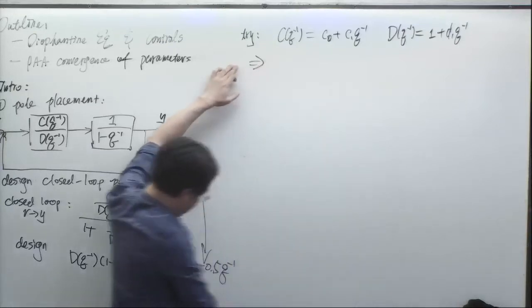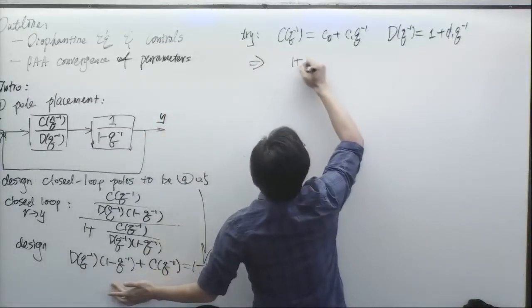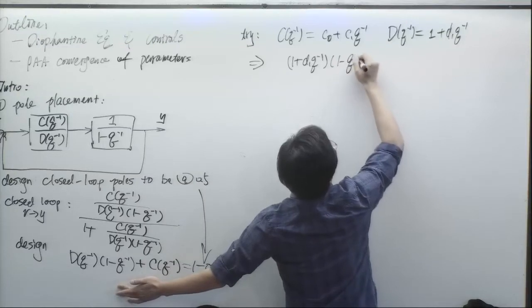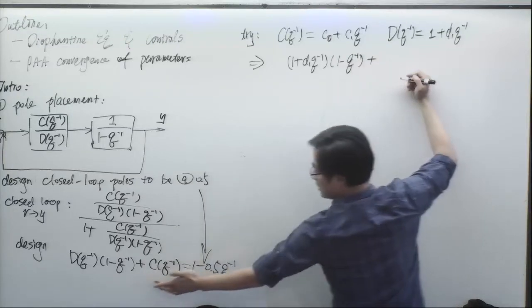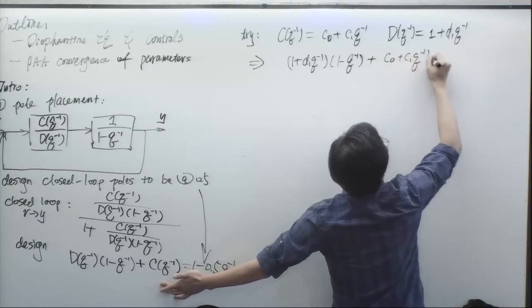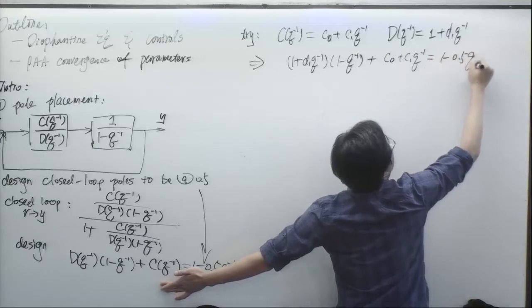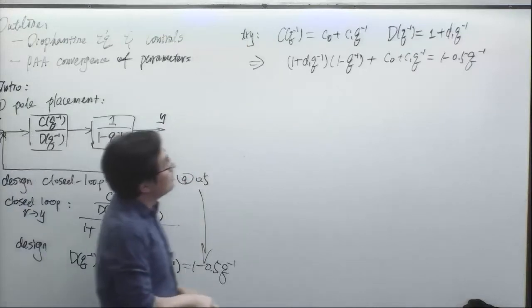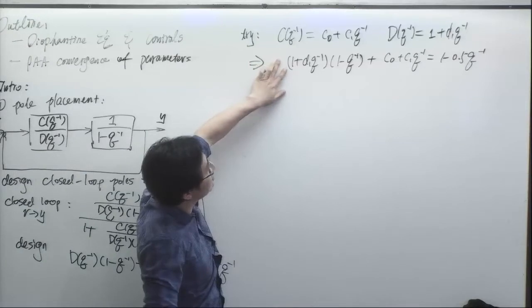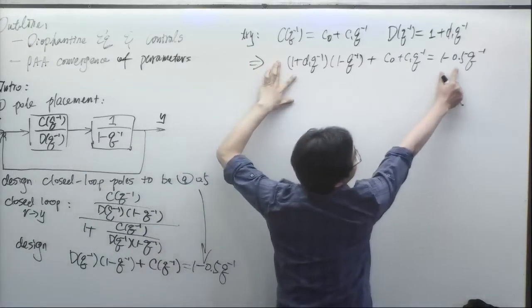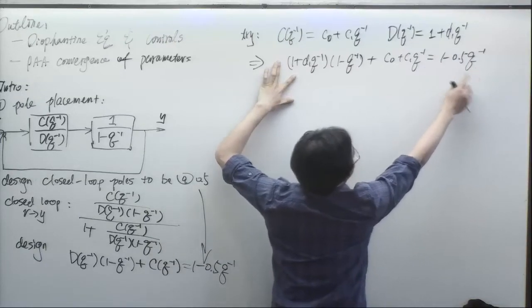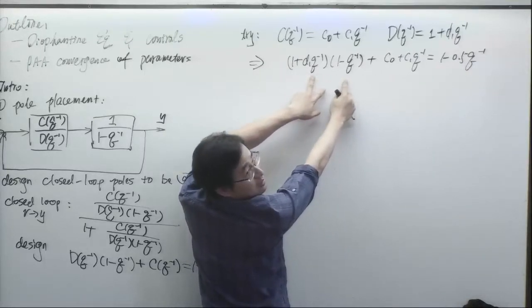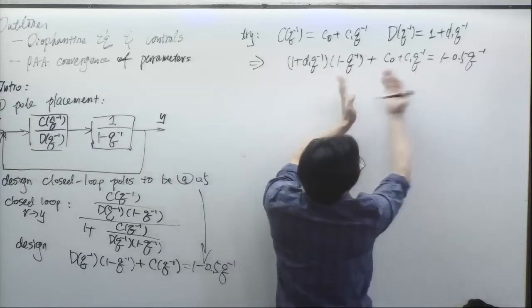So the design goal then will translate to 1 plus D1 Q negative 1, 1 minus Q inverse, plus the C terms. So that's going to be our design goal. Just substitute everything inside. This is one equation, but this is really more than one equation. I need to make sure that the coefficients for all the terms, the constant term, Q negative 1, and then another Q to the power of negative 2 term, match on the left and on the right.